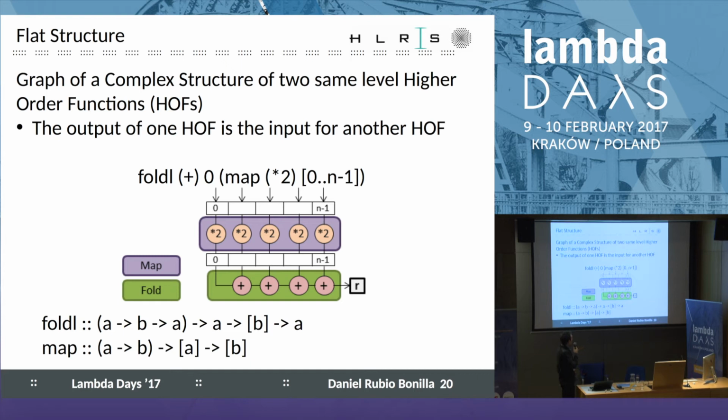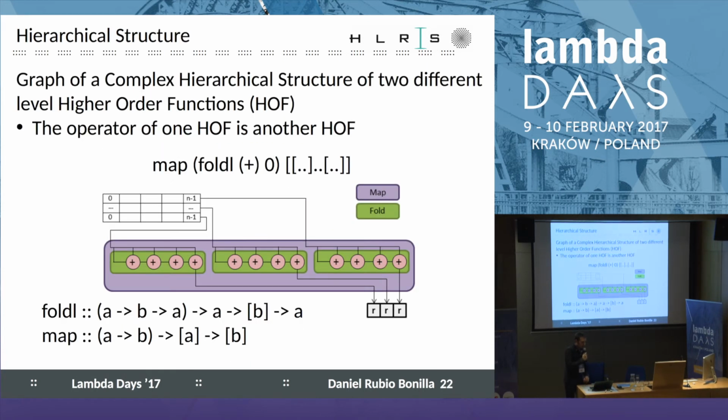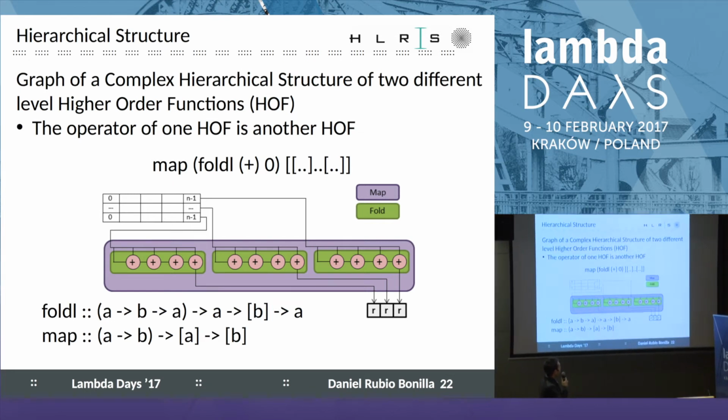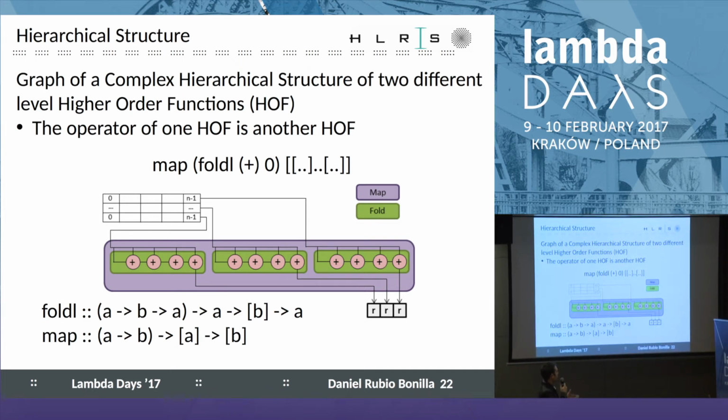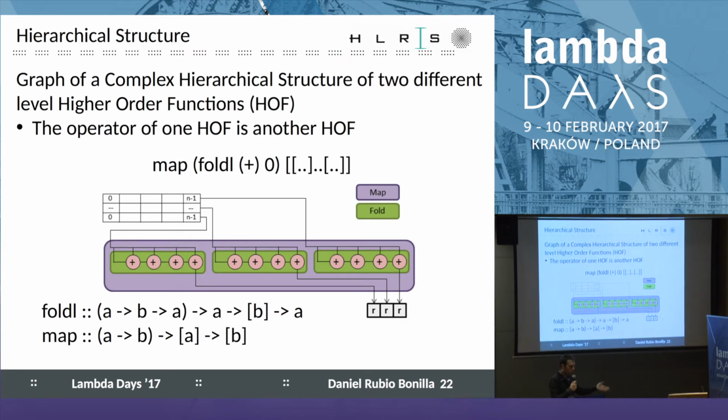Well, this is what I call a flat structure, where the output of one higher order function is the input for another one. So you have one node after the previous one. Also, we can already reason about the operator, which I think could not be done with other programming models. Well, this is the code, but I will skip it. And this is a hierarchical linking between two higher order functions, where the map is using the fold as an operator, which at the same time contains other operators which could be other higher order functions. So your nodes in the graph are something you can reason over at different levels.